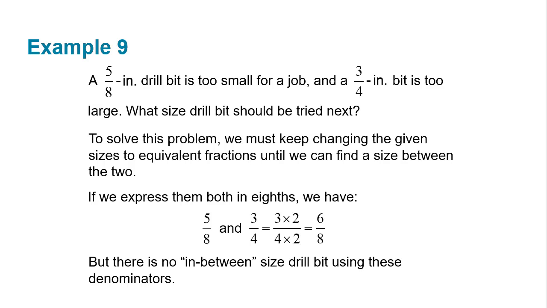A 5/8 inch drill bit is too small for a job. A 3/4 inch bit is too large. What size drill bit should be tried next? Well, in order to do that, we need to figure out what's in between them. So we really need to figure out what they are with a common denominator, right? Of course, 8 and 4 make it pretty easy, so we could just change this one to 6/8. So we get 5/8 and 6/8. So now we need something halfway in between those.